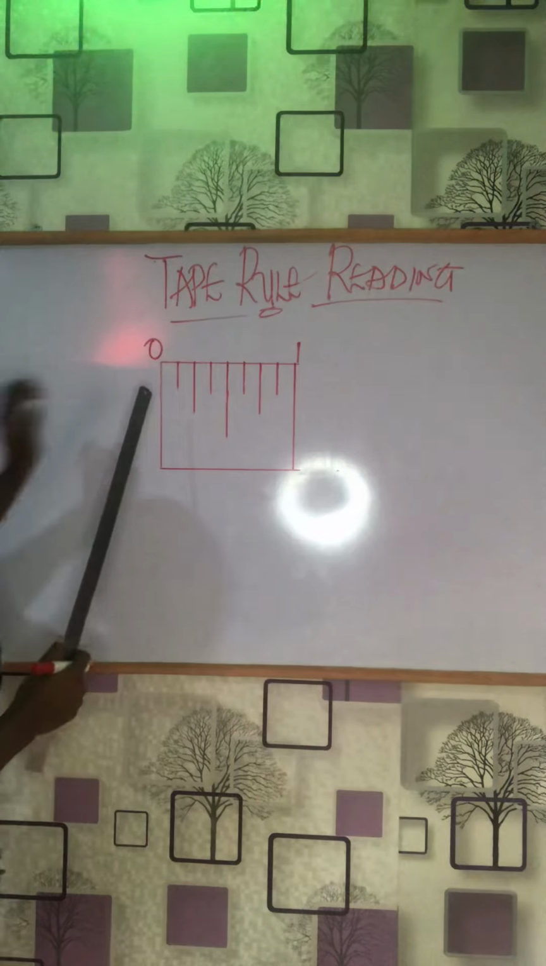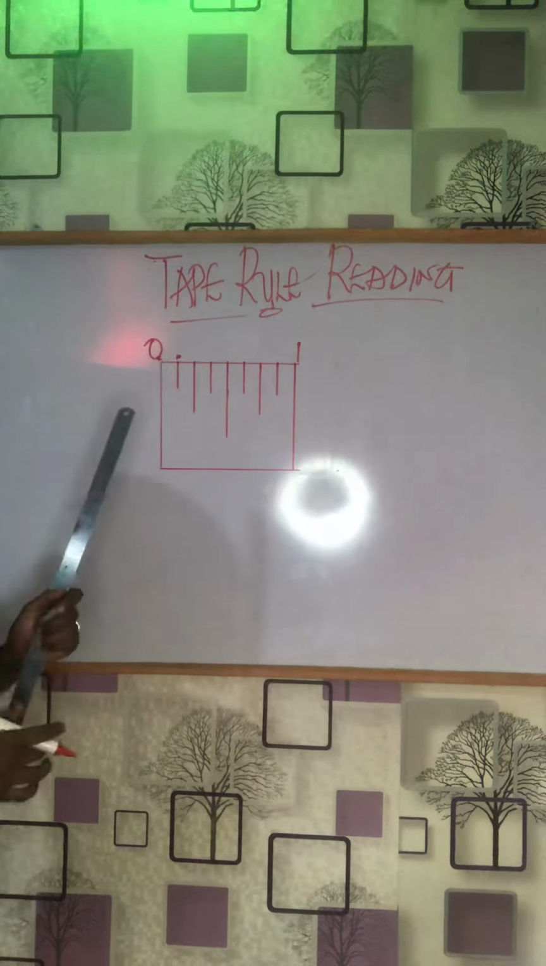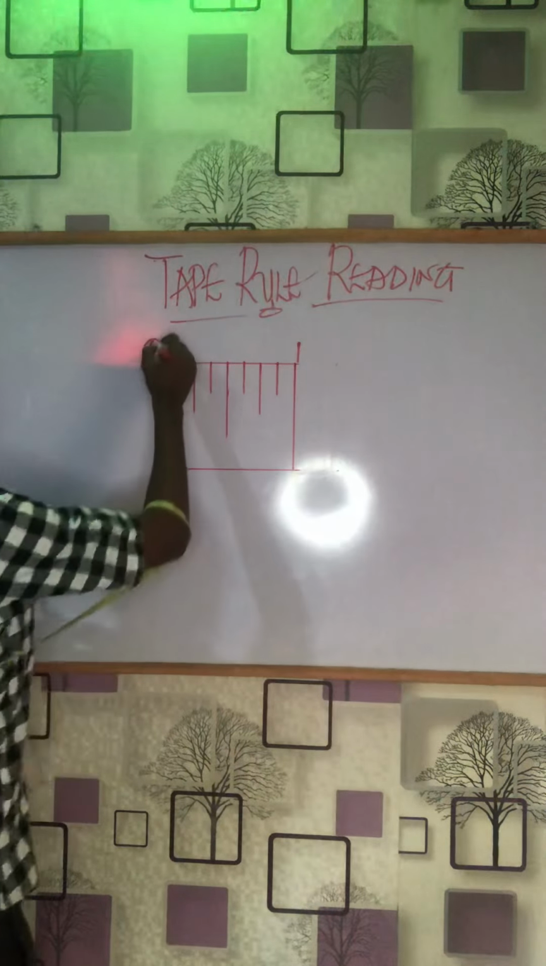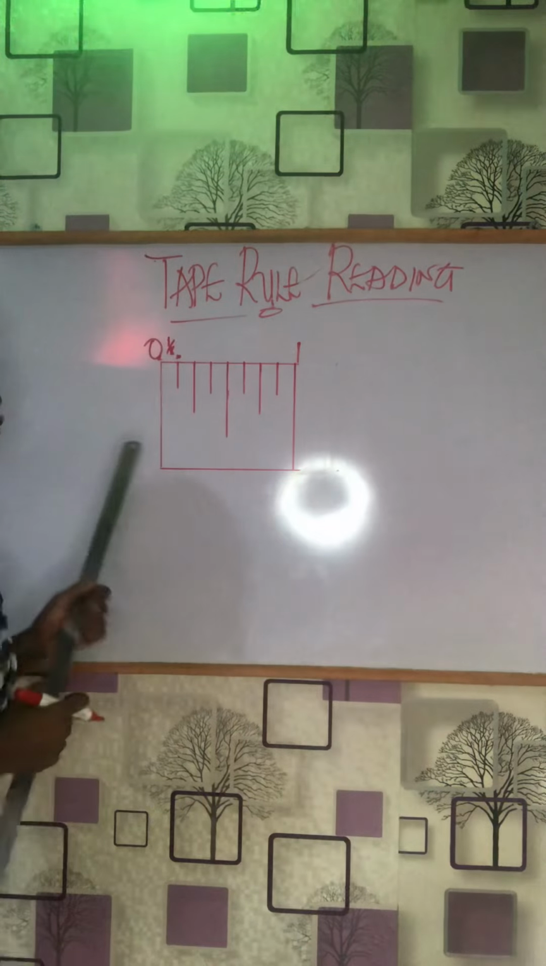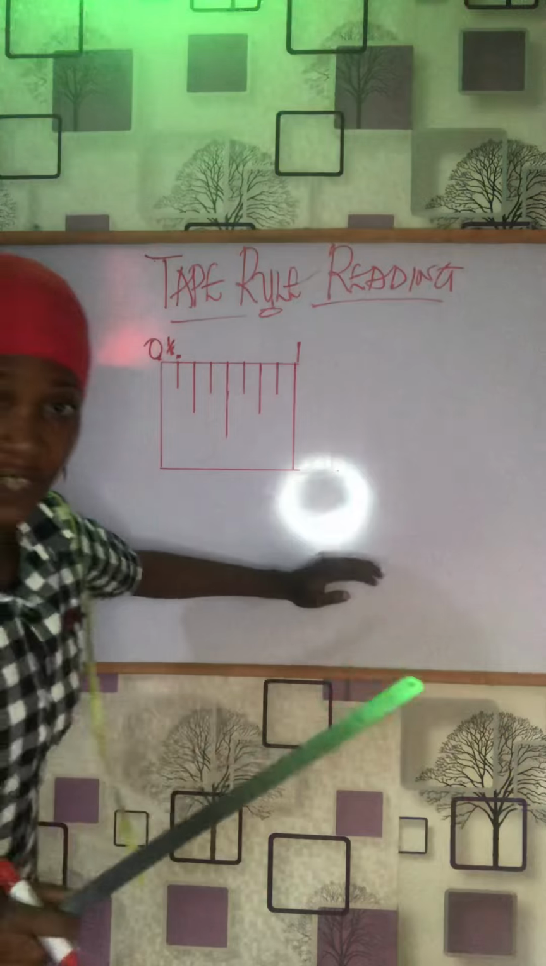Now, from this first line to this point is 1 over 8. Don't forget, why is it 1 over 8? Because I have 8 lines already. So this is 1 out of 8.